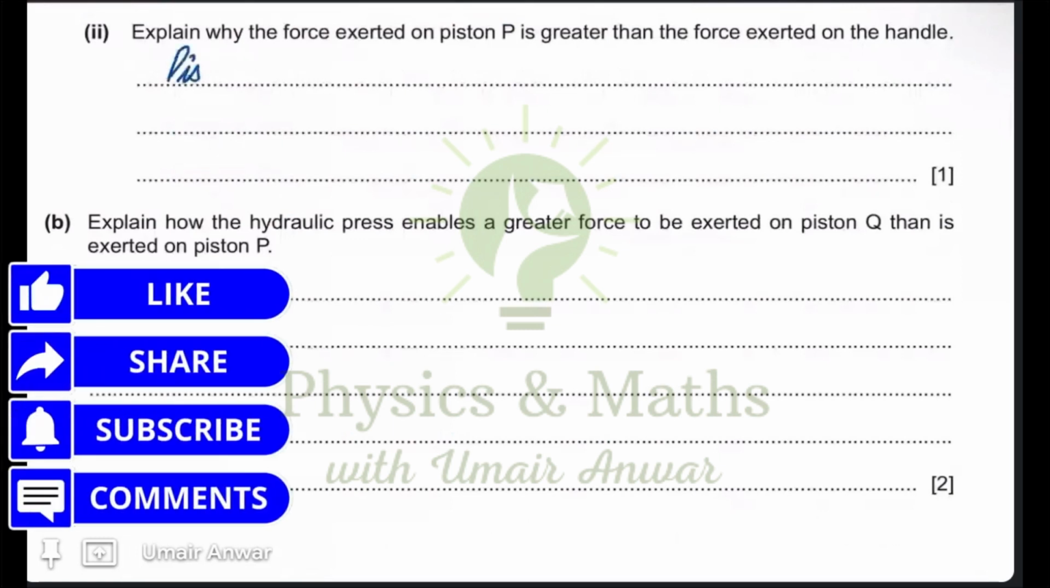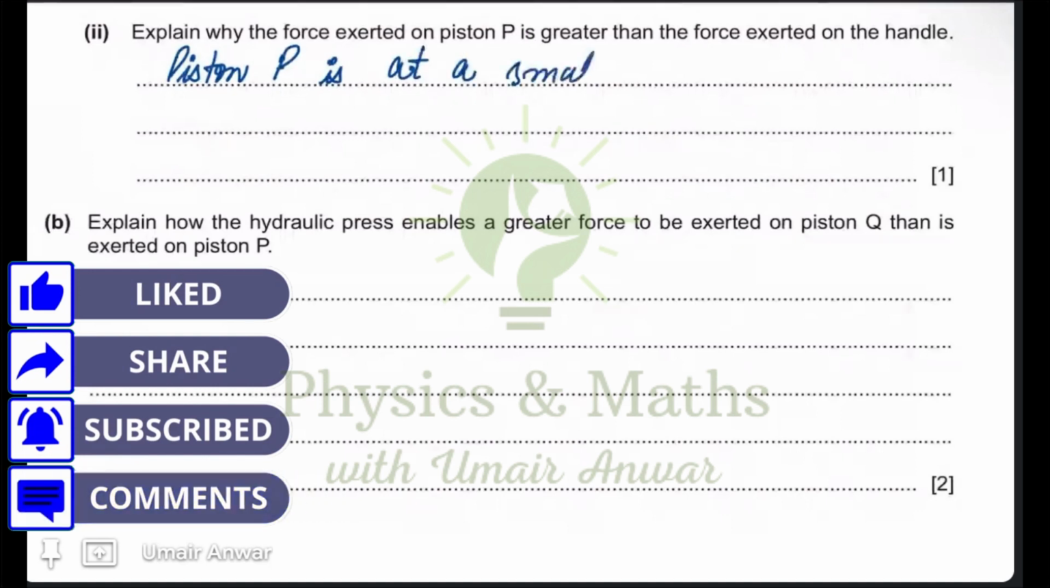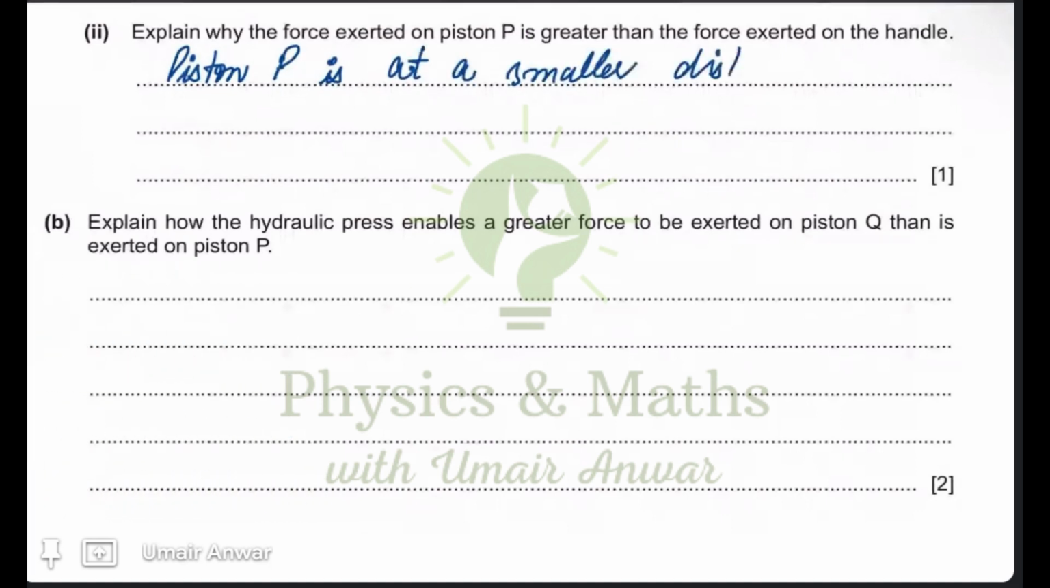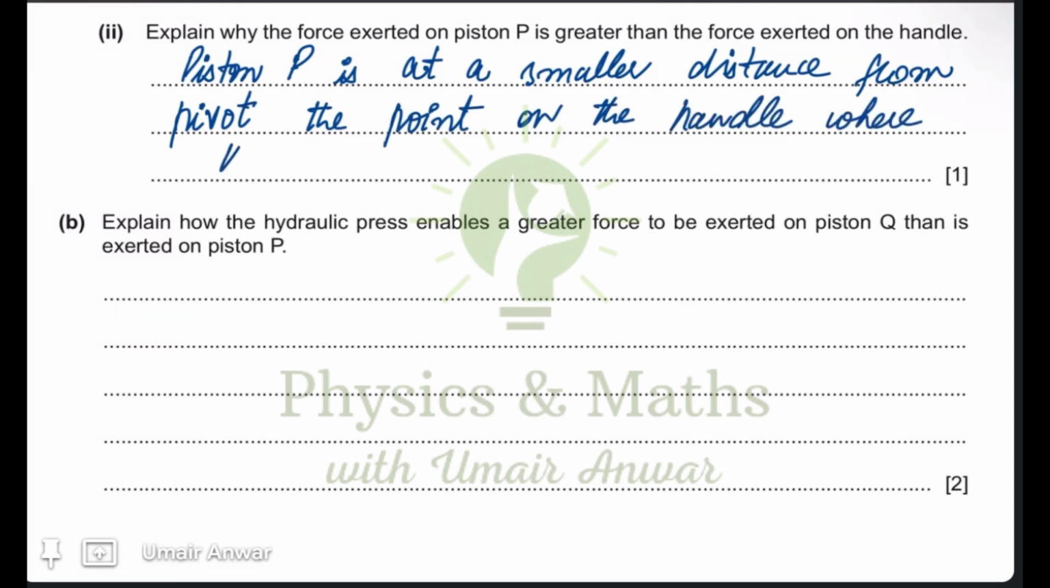Piston P is at a smaller distance from the pivot than the point on the handle where the force was exerted.